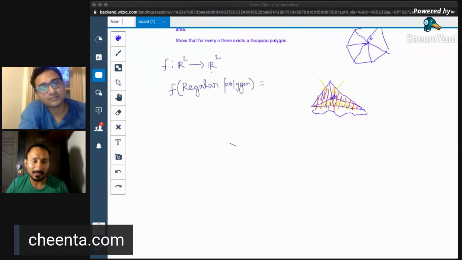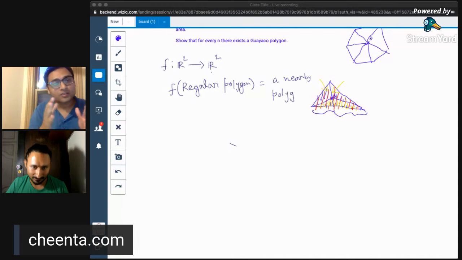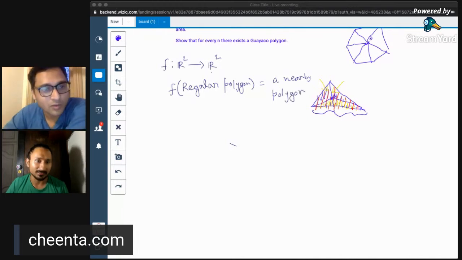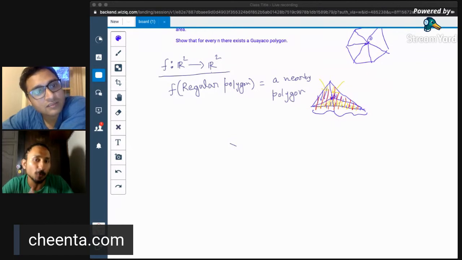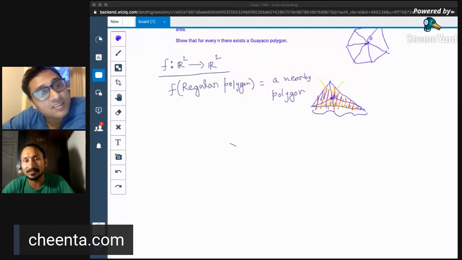Oh, I see. A nearby polygon. Okay. So when you say transformation, you are talking about this map from our... Yes, I was talking about this map. I see. Then we can try to find such a transformation such that it makes a regular polygon non-regular while preserving the other two properties. So the areas are still the same, convexity is preserved, but the polygon becomes non-regular.